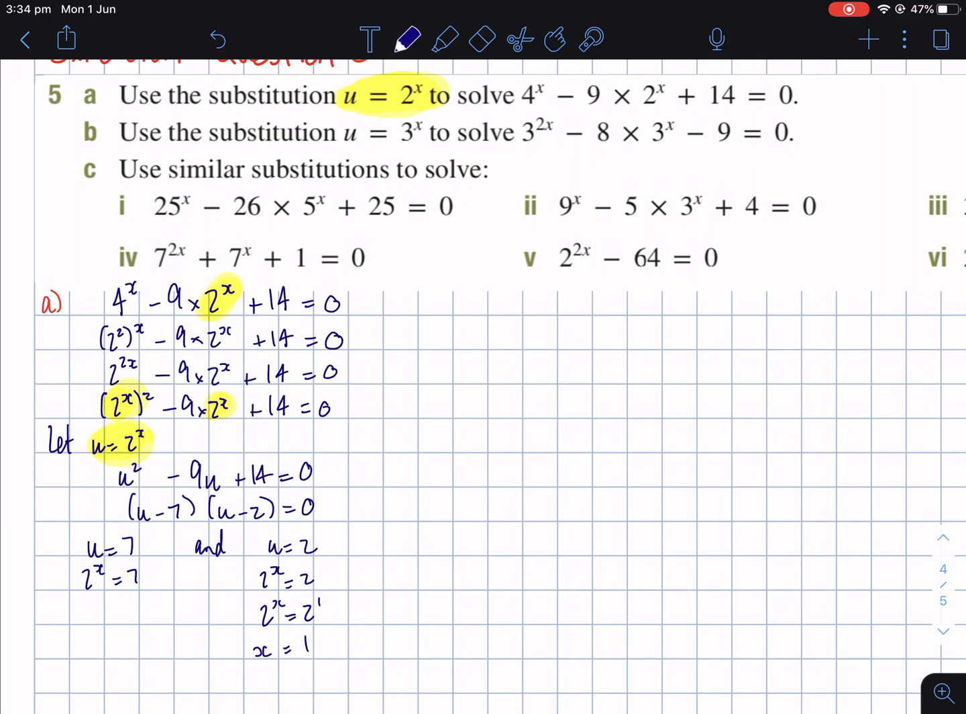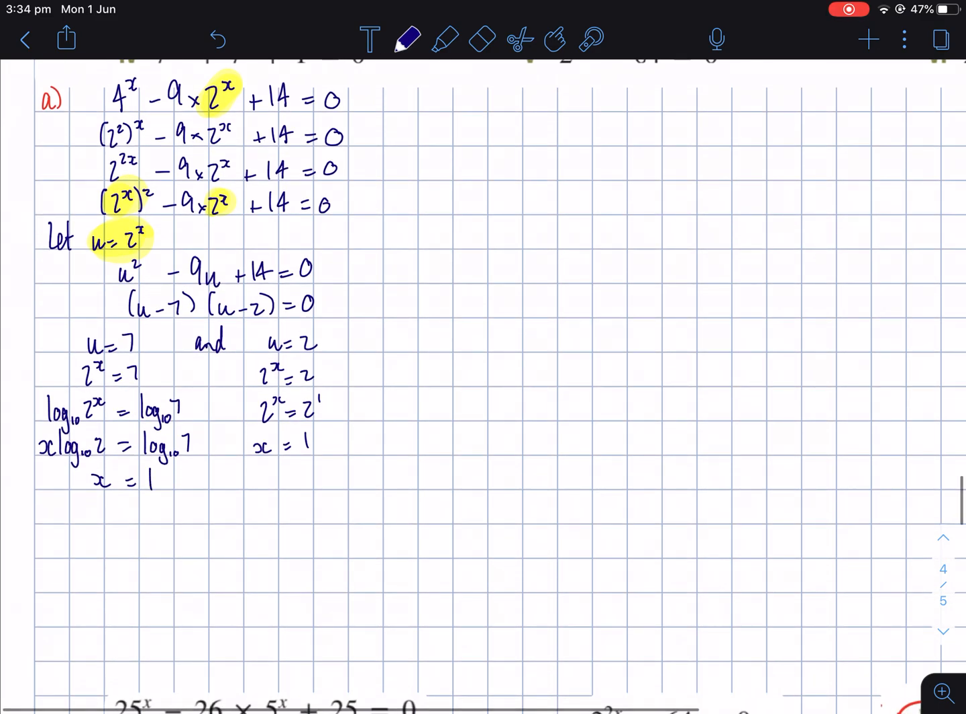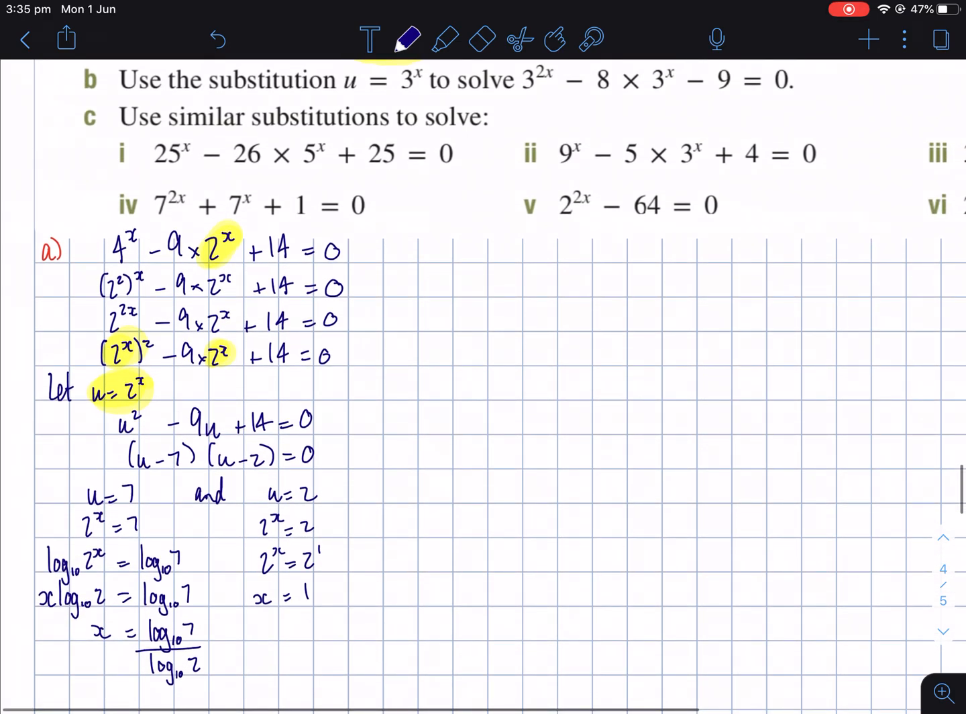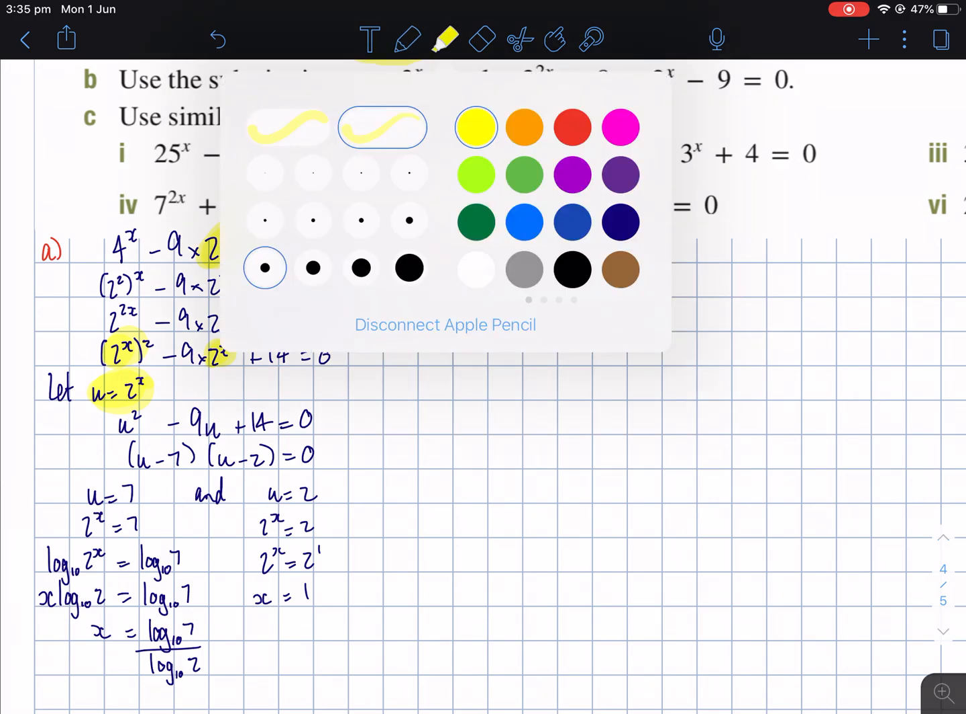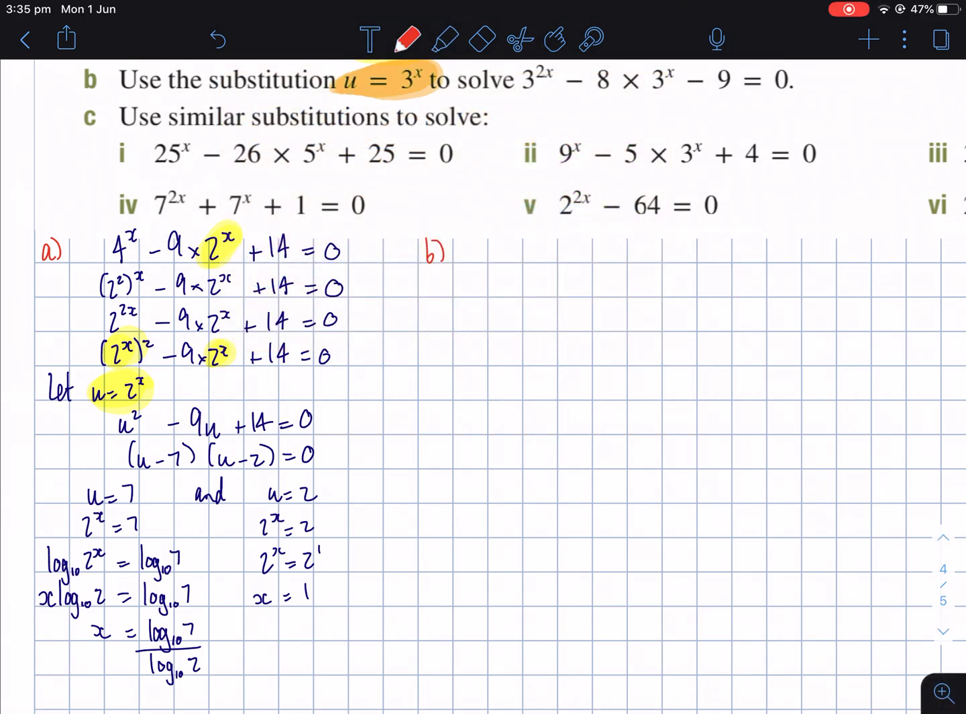We have to take a log of both sides, so I'm going to take log base 10. Log of 2 to the x equals log of 7, which means I've got x times log base 10 of 2 equals log base 10 of 7. So x is going to come out as log base 10 of 7 over log base 10 of 2, which I don't have my calculator with me, so I'm not going to do that now. And if you didn't have your calculator in a test, you could just leave it like that, you'd be perfectly correct.